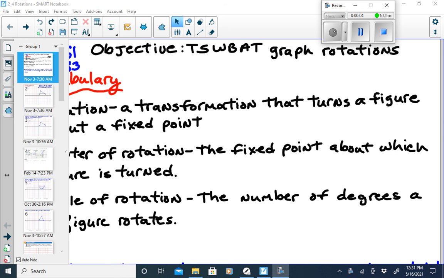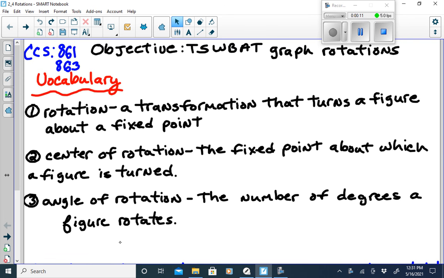Okay guys, our lesson today is to be able to graph rotations. We have a few vocabulary terms for this lesson. A rotation is a transformation that turns a figure about a fixed point. The center of rotation is the fixed point about which a figure is turned. And then we have the angle of rotation, which is the number of degrees a figure rotates.